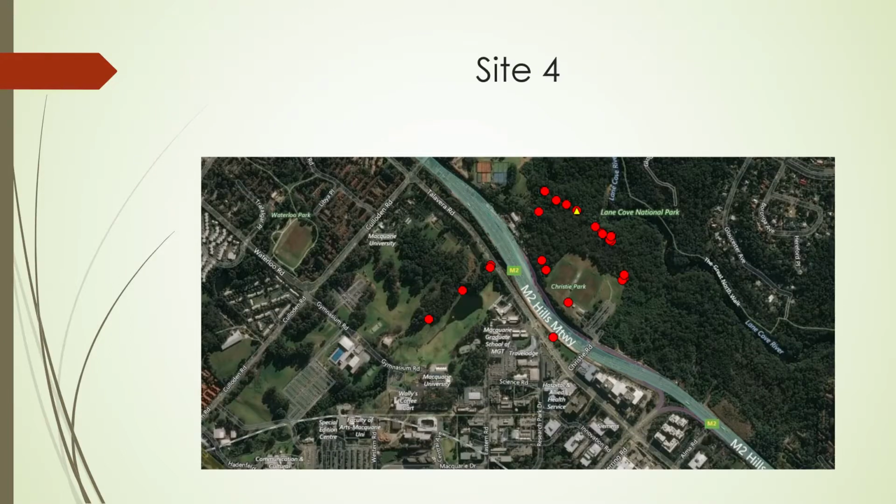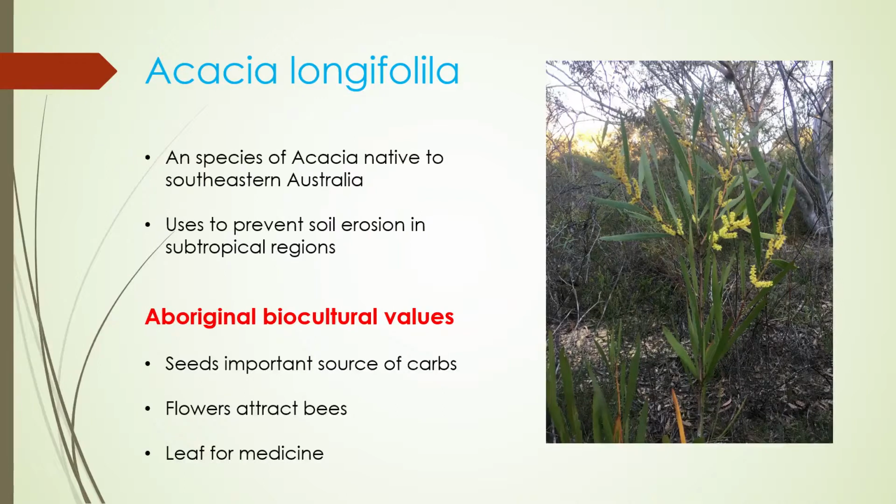After a long walk, there is a precious species here, Acacia longifolia. It is an acacia native to southeastern Australia. In subtropical regions, it is used to prevent soil erosion. Its Aboriginal biocultural value is its seeds, which are an important source of carbs.